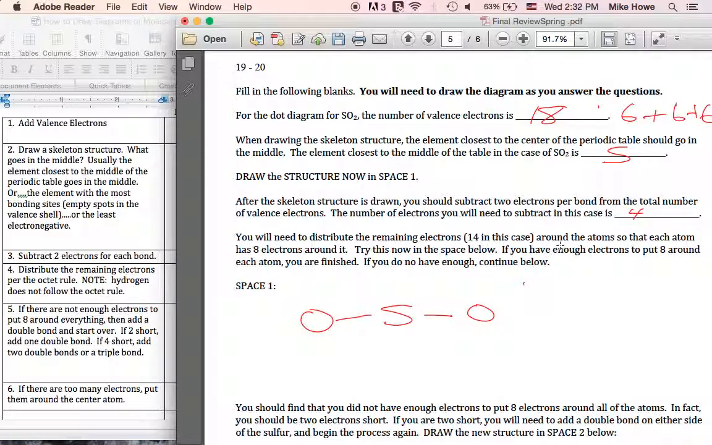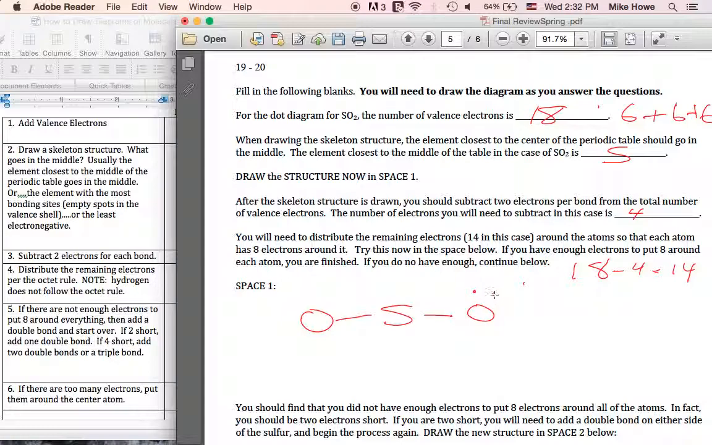2 electrons per bond. You'll need to distribute the remaining electrons. How many do we have left? So we had 18 minus 4, so it'll be 14 left. So remember, 18 we started with, 4 that were in the picture, so 14 left. They need to go around each atom so that each atom has 8 electrons around it. So we're going to try it now. If we have enough to put 8 electrons around each atom, then we're done. If not, we've got to continue on.